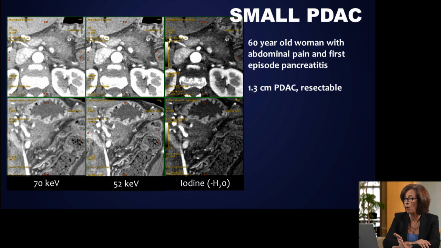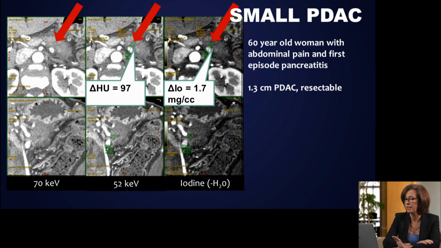Here's a different patient with a small pancreatic ductal adenocarcinoma. She's a 60-year-old woman who came in with abdominal pain and a first episode of pancreatitis. And you know that one of the reasons that someone may get pancreatitis later on is a tumor. So where in that pancreatitis do you see the tumor? Again, if you look at the 70 keV, the 52 keV, and the iodine images side by side and scroll, which I'll be able to show you live at the end of this presentation, there's a very small tumor there. And basically we have found that on the 52 keV images, we can definitely see things that are about 100 Hounsfield units difference. We definitely can see them at 50 or 60, and below that it starts to get tougher.